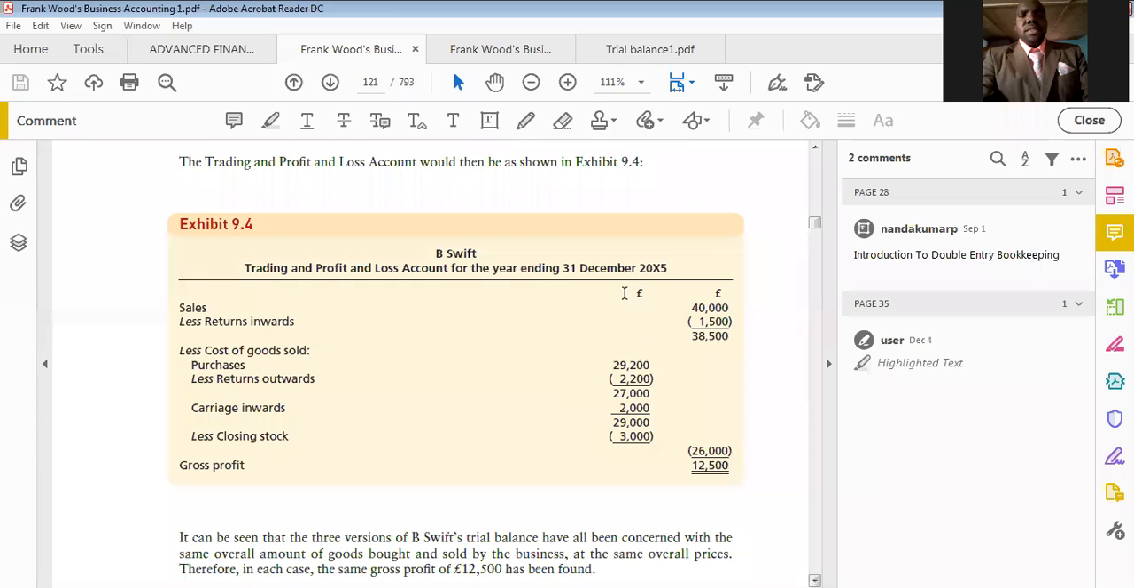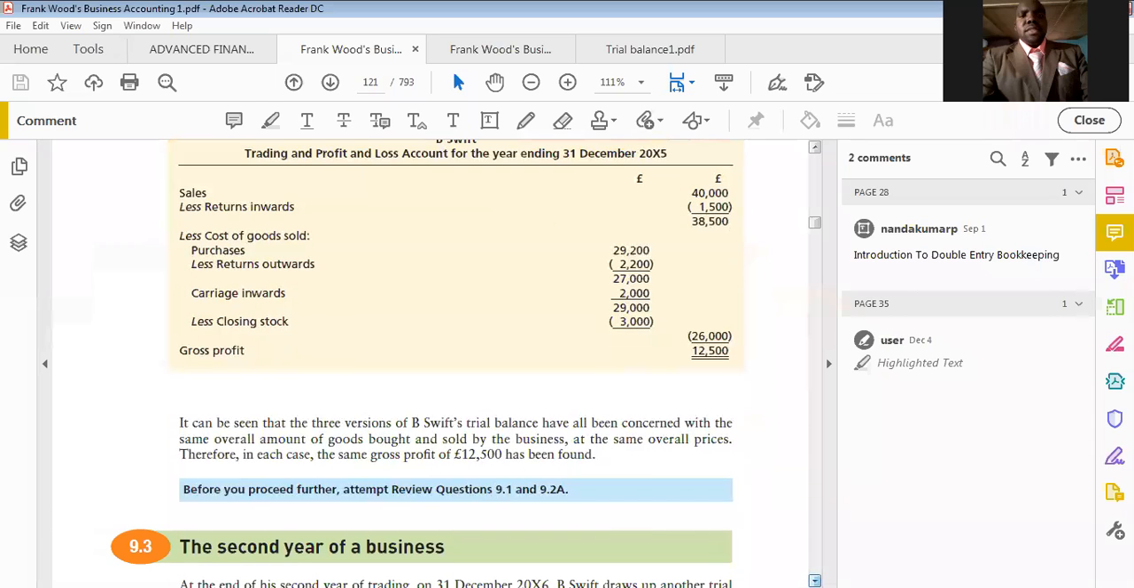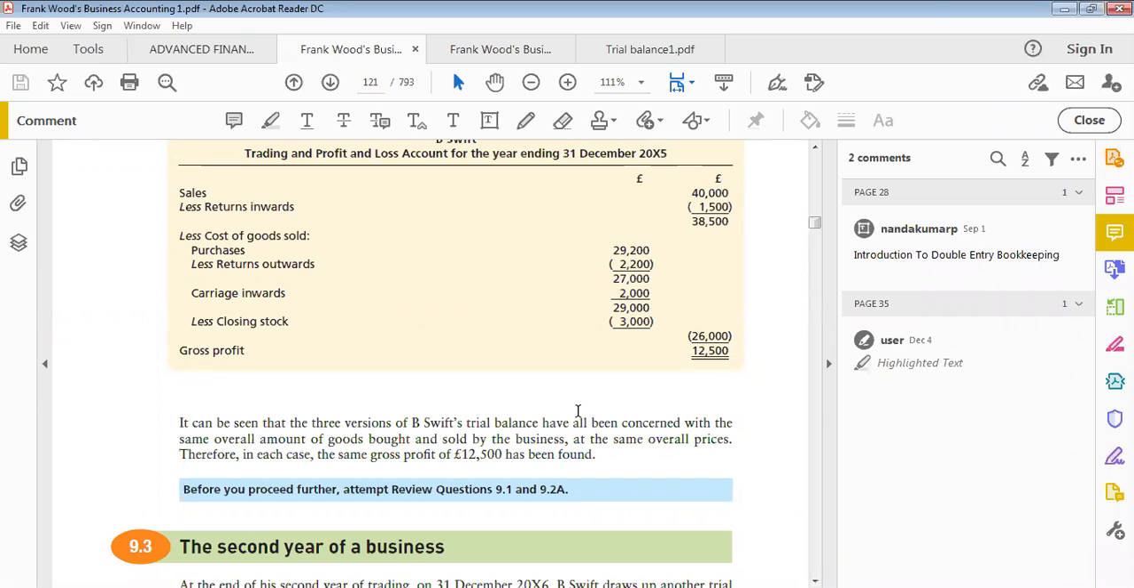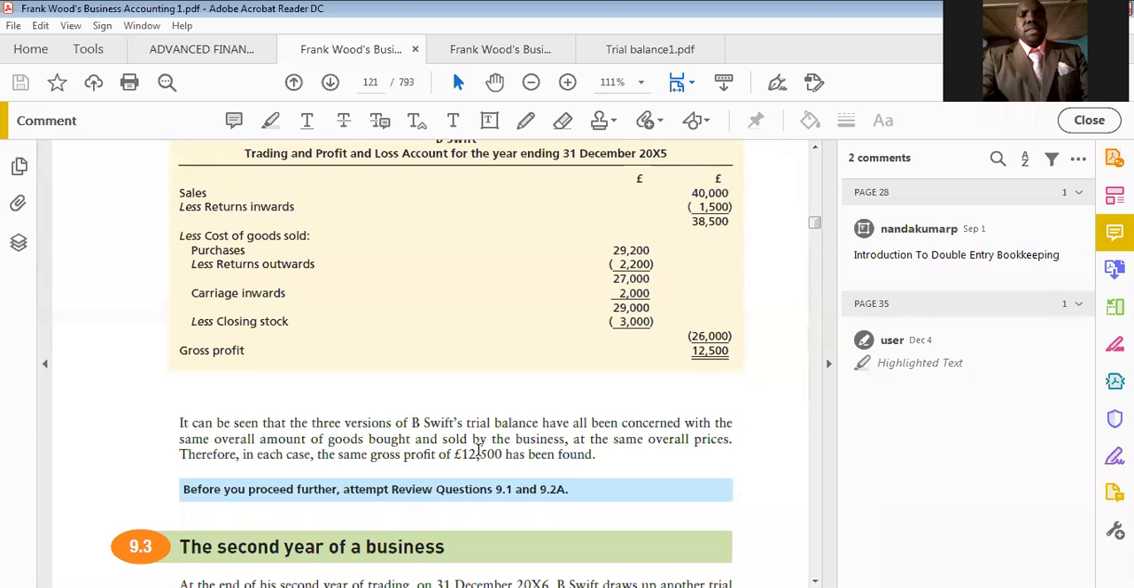We created the one for him for December 2005. Now, it can be seen that the three versions of B-Swift's trial balance have all been concerned with the same overall amount of goods bought and sold by the business. At the time, overall prices, therefore, in each case, the same gross profit of 12,500 has been found overall, right?